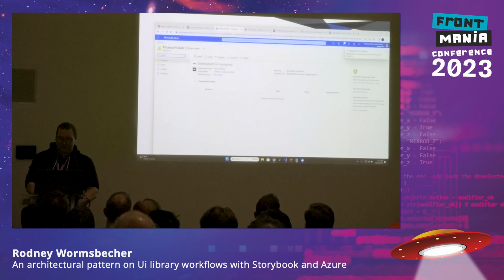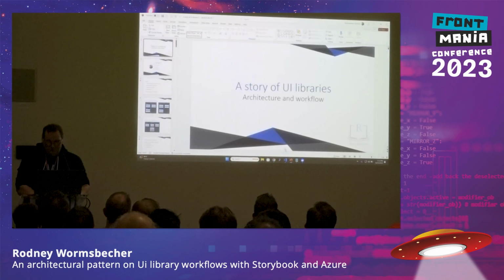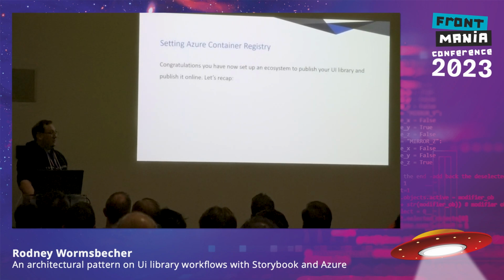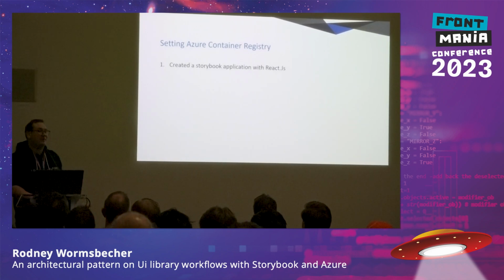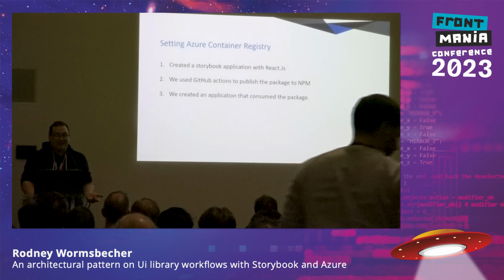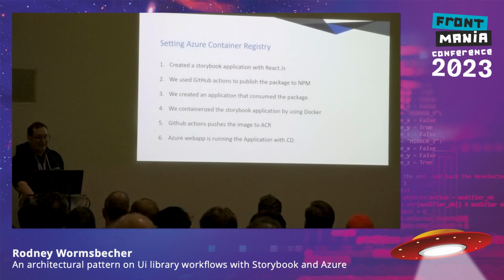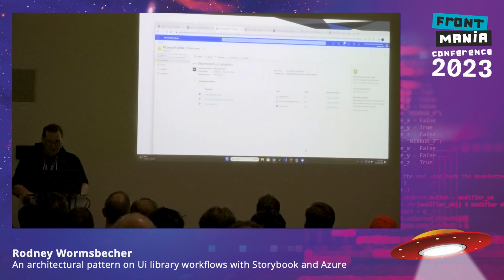OK. So we'll set it up. And it will have to do some work. So I'll first finish up. What we've done today, and I will show you the working version, but it has to take some time. So we created a Storybook application with React.js. We used GitHub Actions to publish a package to npm. We created an application that consumed the package. We containerized the Storybook application by using Docker. We use GitHub Actions to push the image to ACR, and we have a CD running on Azure itself. All right, and that all within the time. No, 1 minute late.